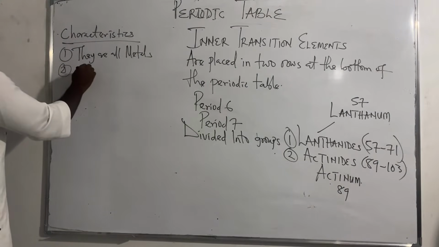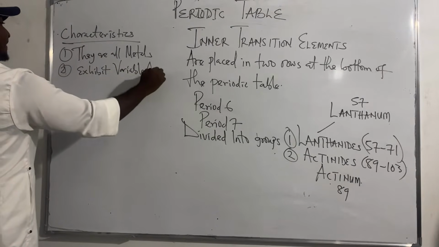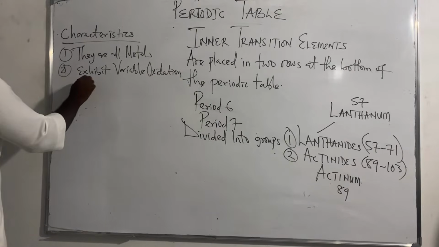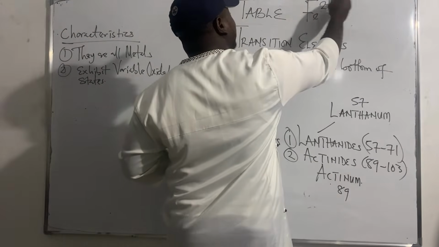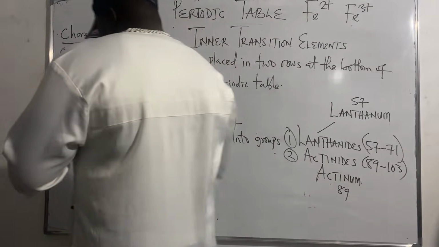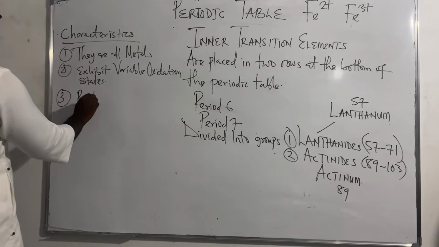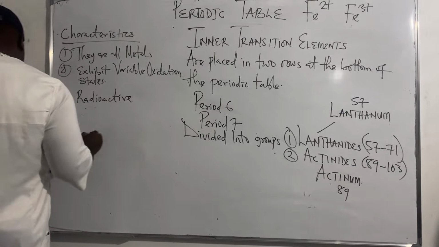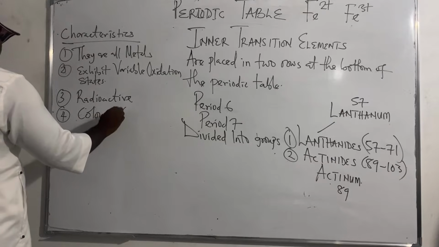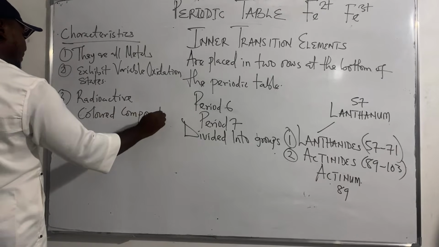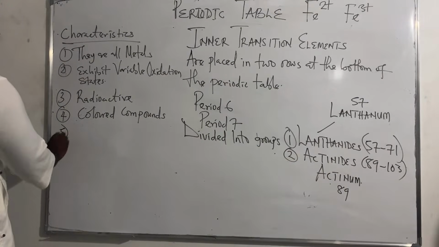Two is that they exhibit variable oxidation states. It is in this family that you see Fe2+ and Fe3+. How can the same element have two charges? Variable oxidation states. Three, many of them are radioactive. Four, they easily form colored compounds, or colored ions. Five, they have similar chemical properties.